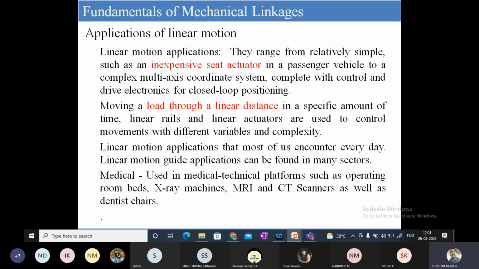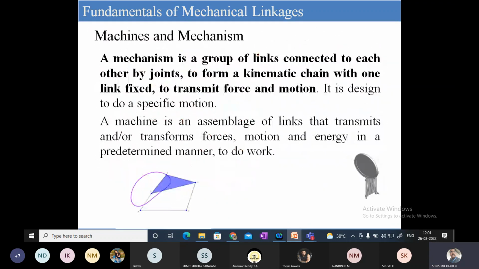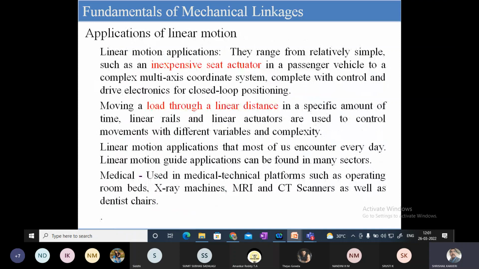Okay. And now let me go through the linear motion application. It is very simple. You can see this linear motion application, where extensively these will be used. The first one, I am going to take, is a seat actuator of a passenger vehicle. It can be used in a closed loop, and a drive system will be used to operate this. It is one of the linear motion mechanisms.